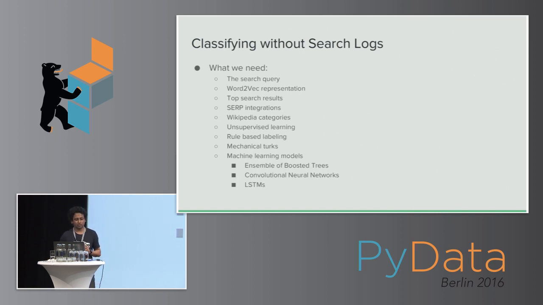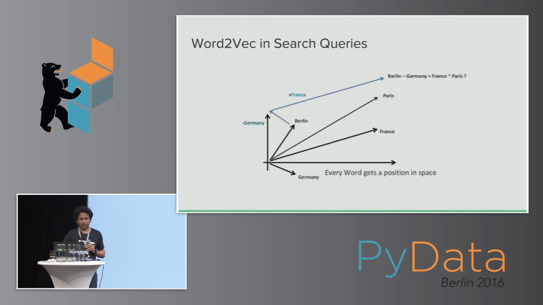Today I'm going to talk about 3 different machine learning models that I used here to classify these search queries. First of all, we look at word-to-vec in search queries. We all know about word-to-vectors. Every word can be represented in multiple dimensions. We use 200 dimensions, and Germany can be represented by a vector, Berlin can be represented by a vector. When different words are represented by vectors, if you subtract the vector of Germany from Berlin and you add France to it, it becomes very close to Paris.